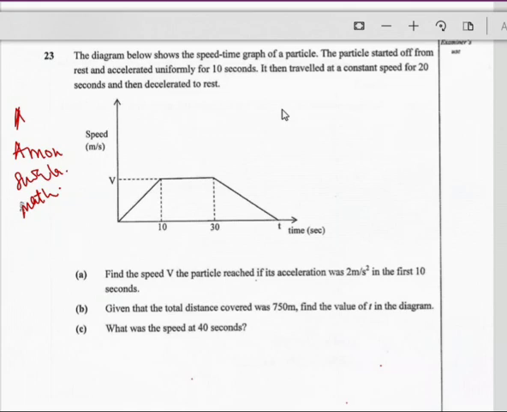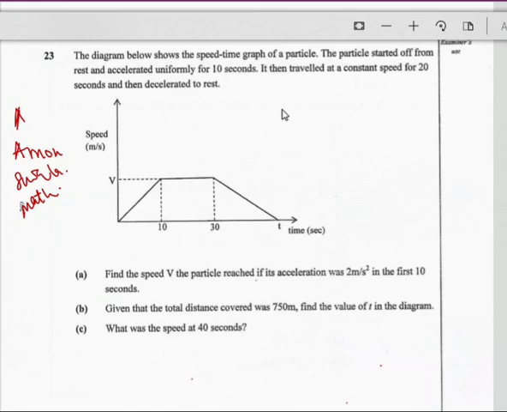Today, our question of discussion is from 2018 GCE paper 1 on travel graphs. The question reads: the diagram below shows the speed-time graph of a particle. The particle started off from rest and accelerated uniformly for 10 seconds. It then traveled at a constant speed for 20 seconds, then decelerated to rest.